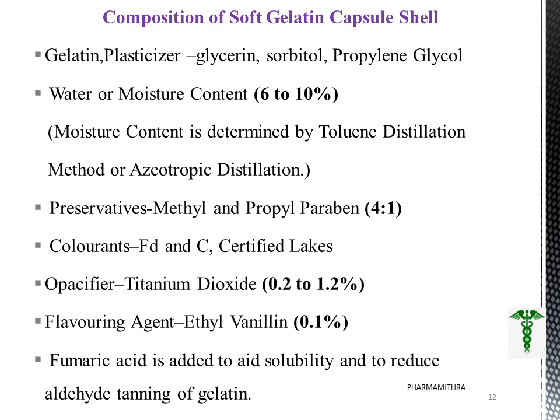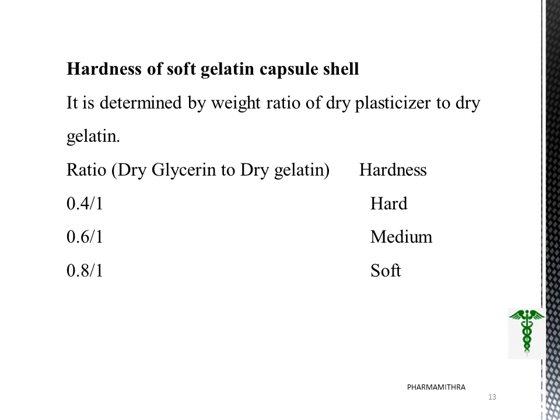And the preservatives used in SGC are methyl and propylparaben in the ratio of 4:1. Colorants: FDC approved and certified lakes can be used. And in case of opacifier, same as hard gelatin capsule, titanium dioxide is used as opacifier. Flavoring agents include ethyl vanillin, 0.1%, and fumaric acid is added in the soft gelatin capsule to increase the solubility and to reduce the aldehyde tanning of gelatin.